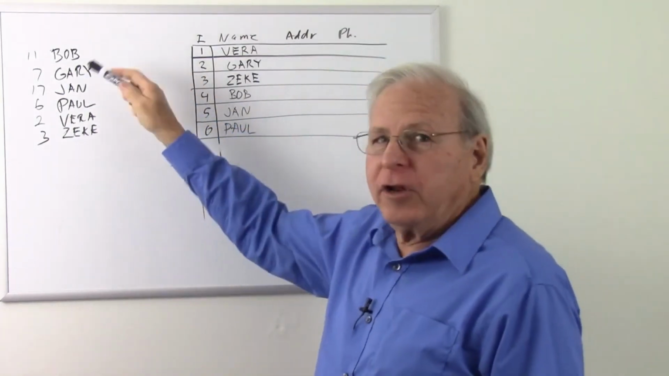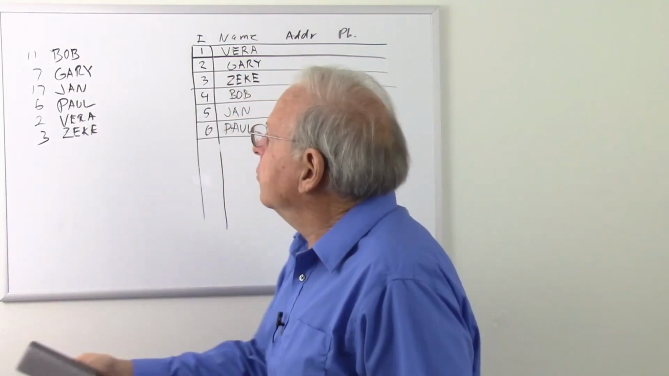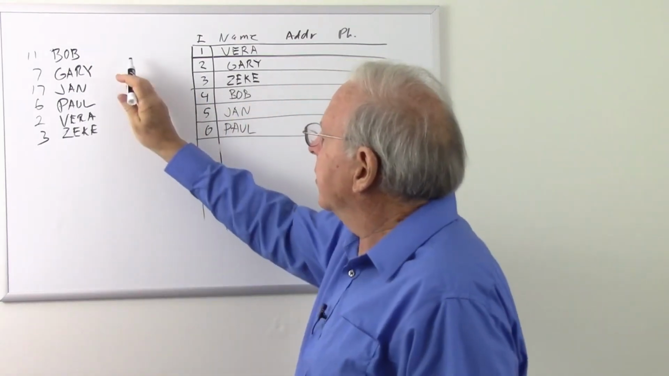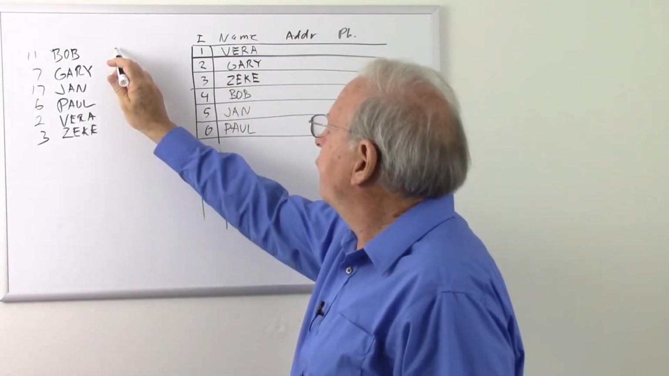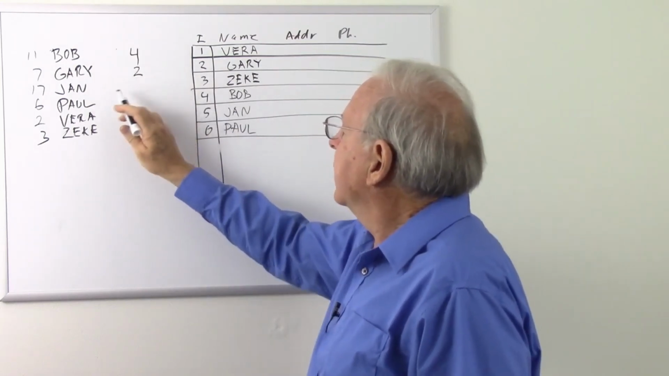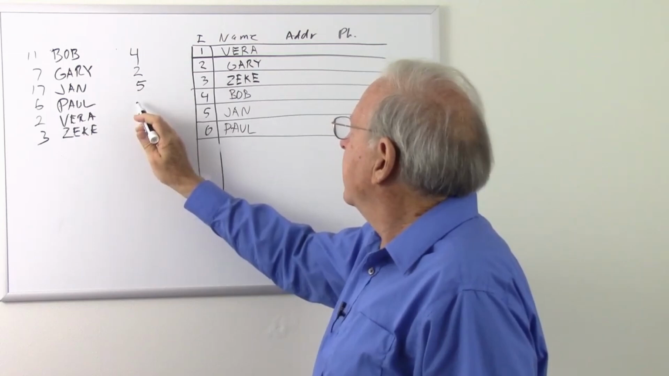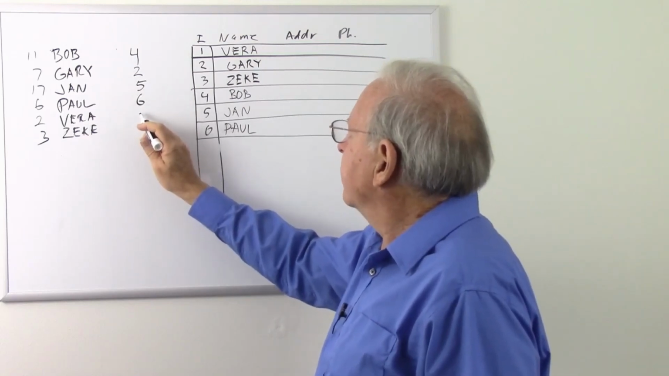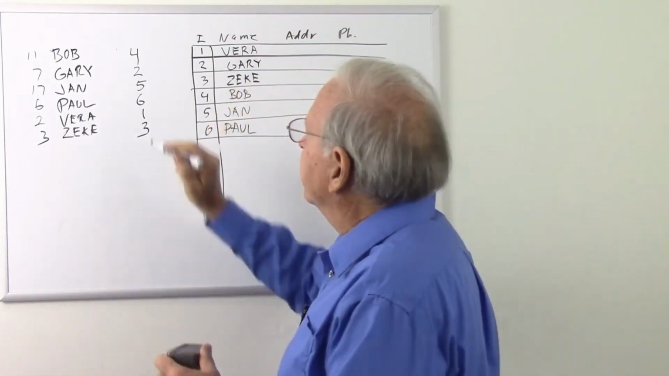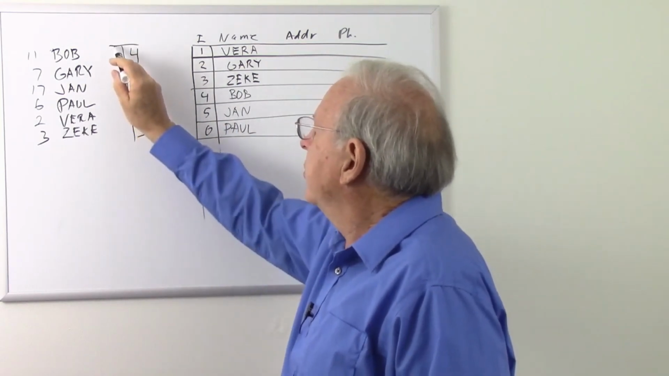So, how am I going to use these hashes to facilitate my search? Well, first of all, I don't want to lose track of what I'm doing here, so I'm going to write some numbers here to keep track. Bob is number 4. Gary is number 2. Jan is number 5. Paul is number 6. Vera is number 1, and Zeke is number 3. And I will put my hashes next to those. So I'm going to make a little table of hashes and pointers to the particular data.